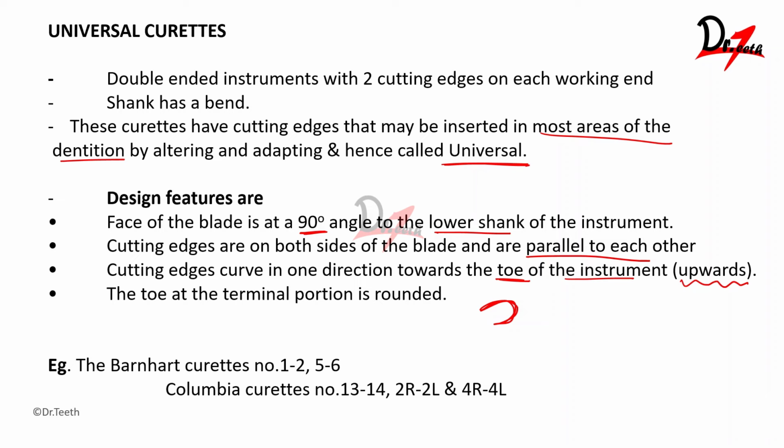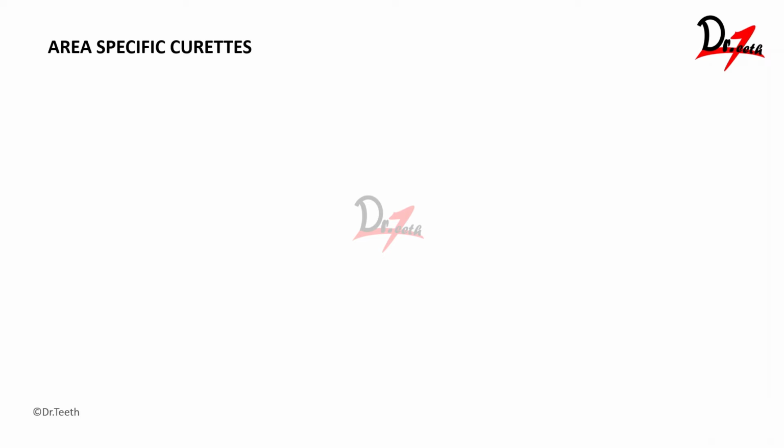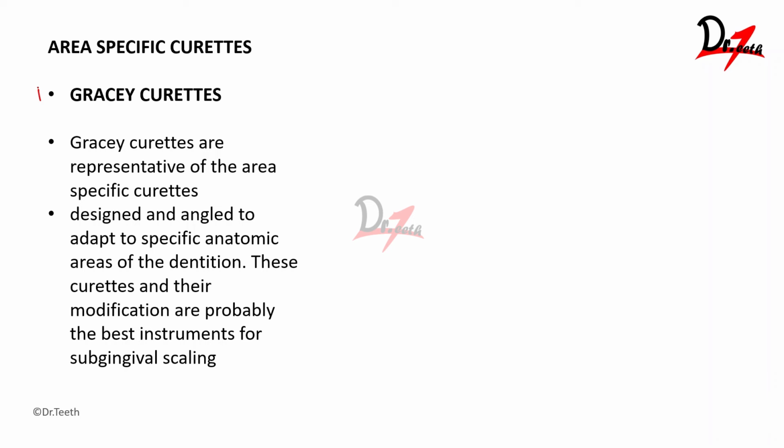Now coming on to the area specific curettes. There are different types of area specific curettes, and as stated before, they are area specific, so they can be only used in a particular site of the dentition. So here we have the first category, which are the Gracie curettes. Gracie curettes are representative of area specific curettes. They are designed and angled to adapt to specific anatomic areas of the dentition.